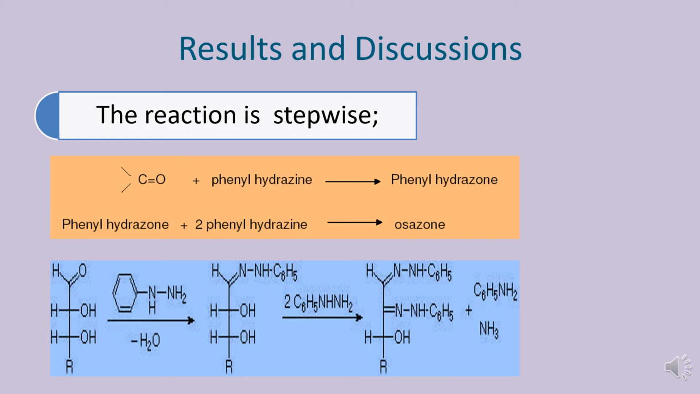Results and discussions. The reaction is stepwise. Firstly, the carbonyl group reacts with phenylhydrazine, giving phenylhydrazone by elimination of a water molecule from the functional group. In the next step, 1 phenylhydrazone reacts with 2 phenylhydrazines. The resultant product is osazone.